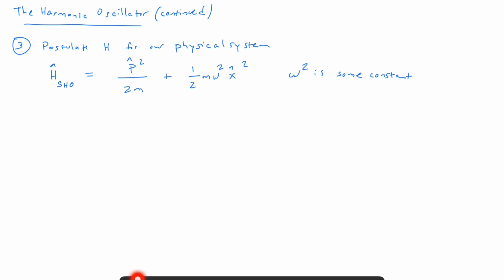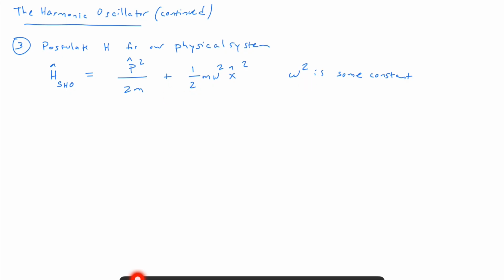The third step in our formula is to postulate a Hamiltonian for our physical system. And for the harmonic oscillator, this is the Hamiltonian. The Hamiltonian for the simple harmonic oscillator is just p squared over 2m plus 1/2 m omega squared x squared. And these are operators that have the hats on them. Eventually, I'll start to drop the hats like we do in quantum field theory all the time, but sometimes I'll put them in. Omega squared is just some constant.